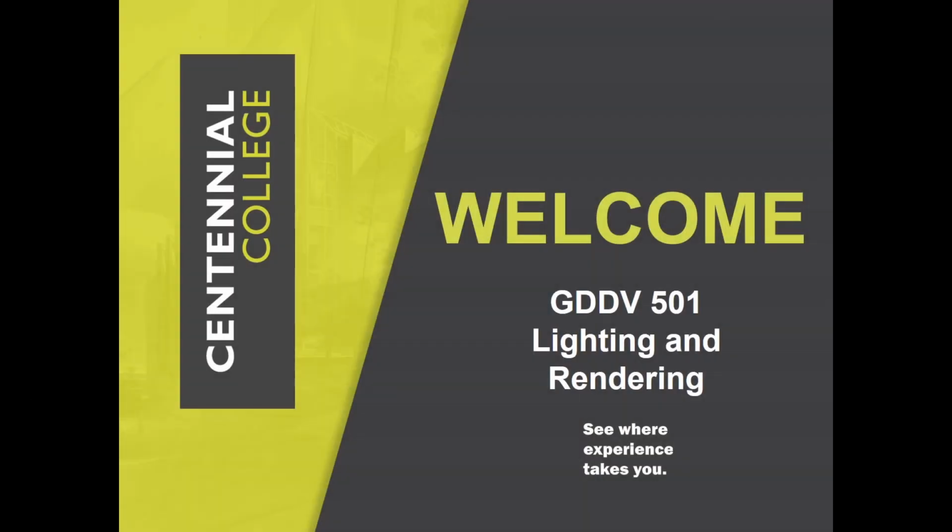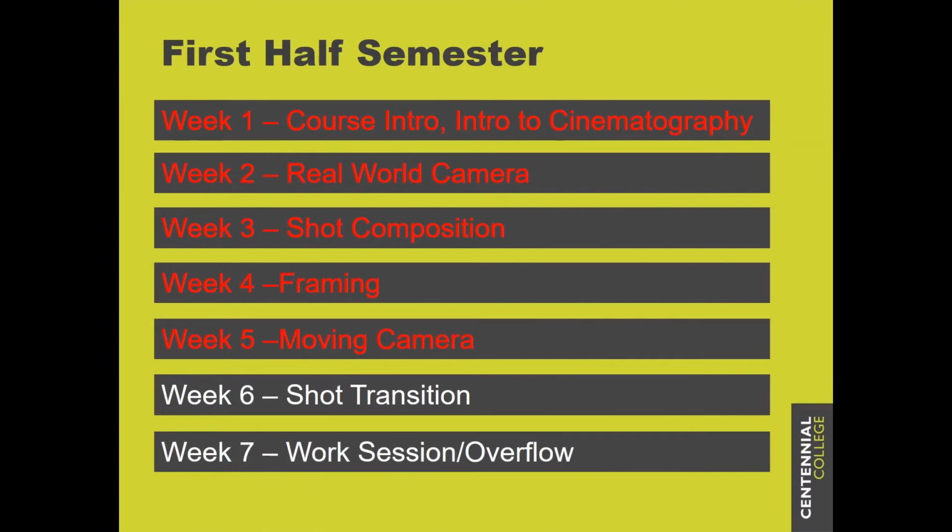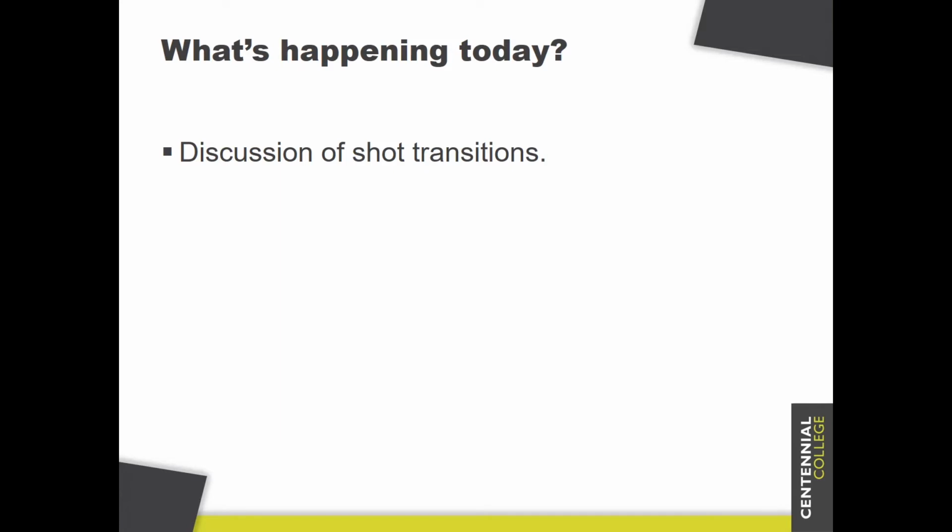And in this week, we're going to take a look at the idea of shot transitions. We're moving along pretty well here, and so far we've covered the course intro as well as an introduction to cinematography. We've talked about the real-world camera, shot composition, framing, and the moving camera. Today we're moving on to shot transitions. We're going to break this up into at least 3 different episodes, because there's a fair amount of information to cover here. So let's start today with an introduction to shot transitions.